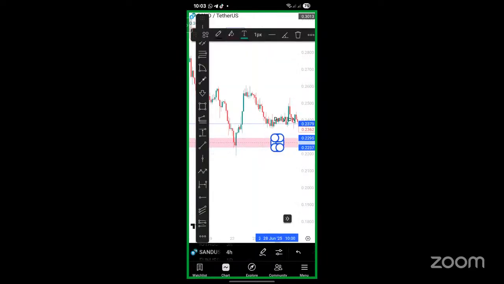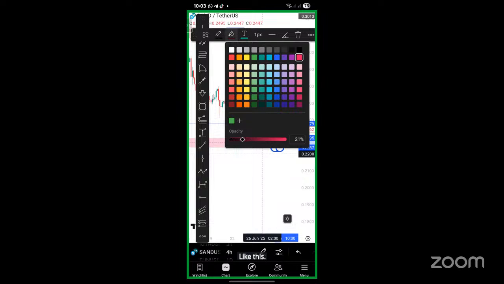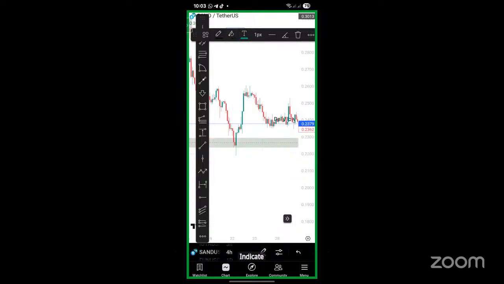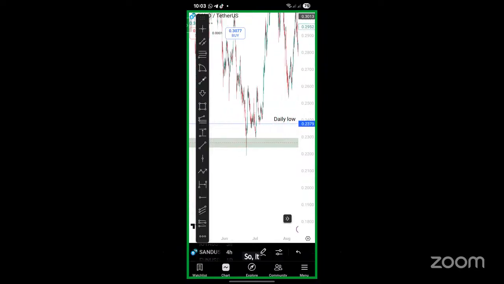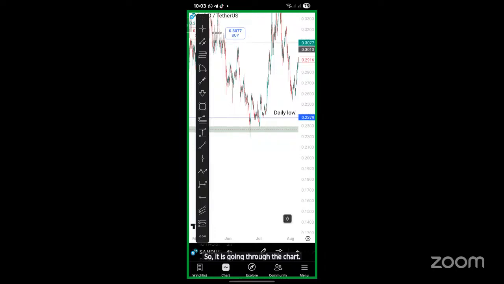Double tap on it like this, tap here and choose a green color to indicate that it is bullish. As simple as that. You understand? So it is going through the chart, watching energy come. I'm going to leave it here.